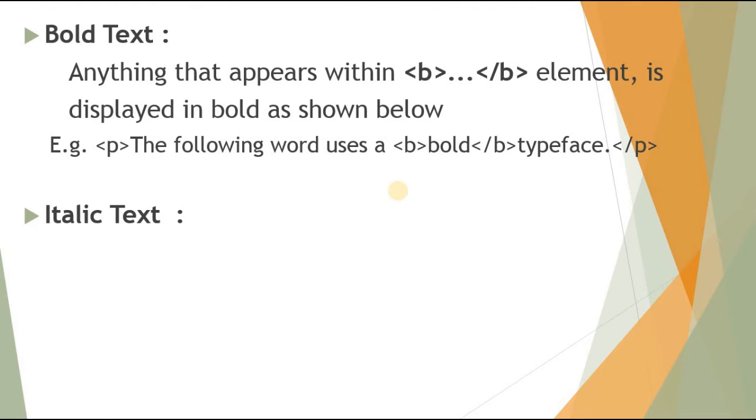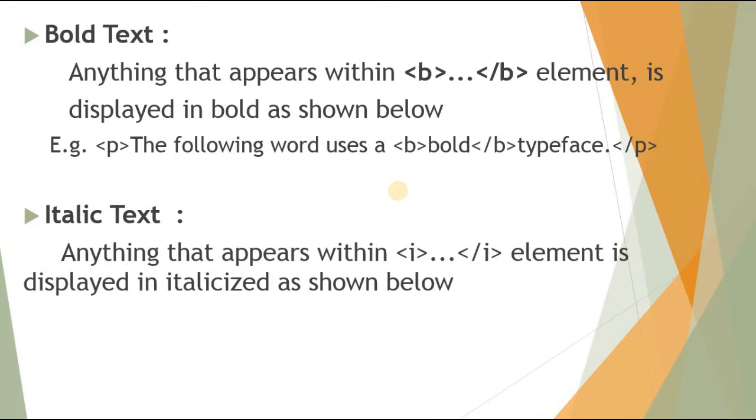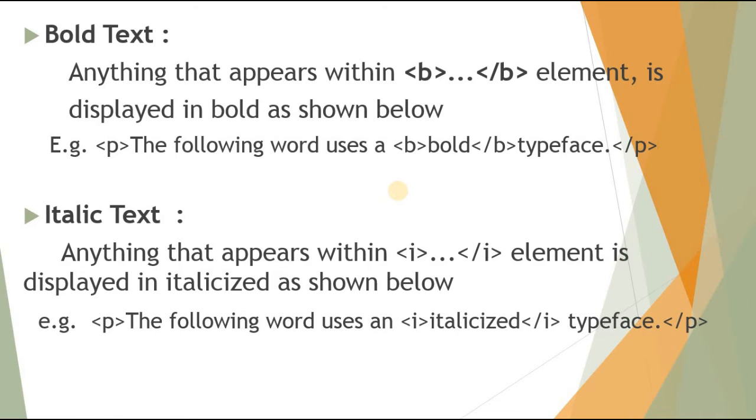Next one is italic text. Anything that appears within an I for italic element is displayed as italicized as shown below here. The example for the italic text here, in a paragraph tag we used an italic tag. Italic tag is denoted by an I and ended by an /I.